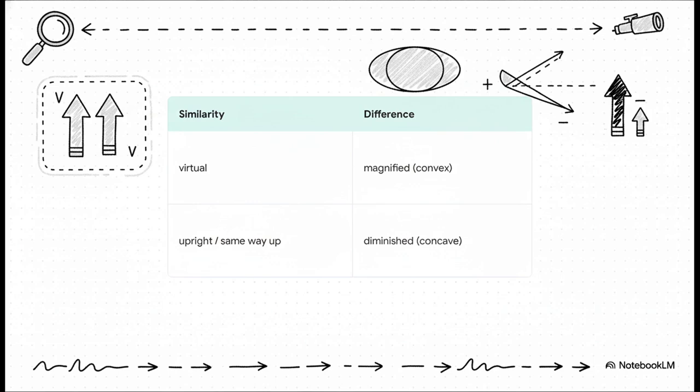For a similarity, you could have said they're both virtual, or that they're both upright, the right way up. For a difference, the big one is size. The virtual image from a convex lens is magnified, it's bigger, while the one from a concave lens is always diminished or smaller. You only had to pick 1 from each list to get the full 2 marks.